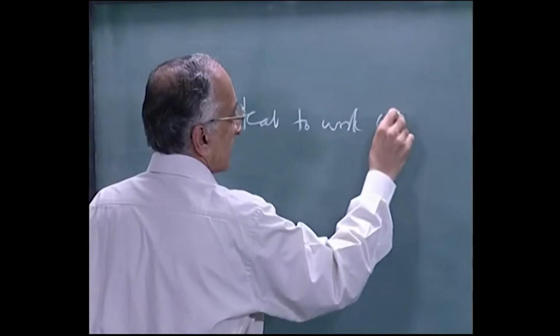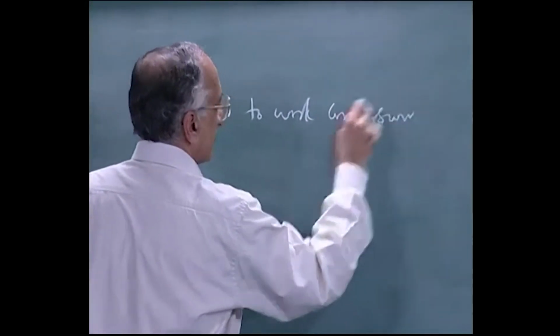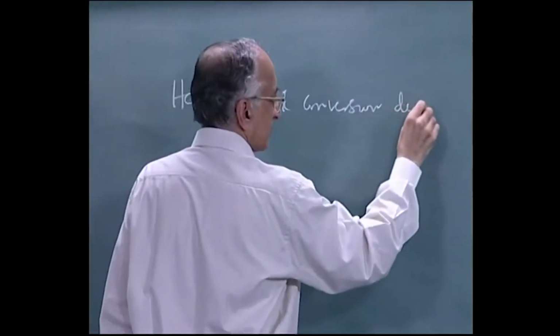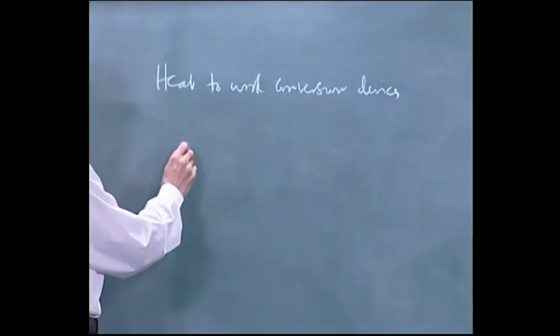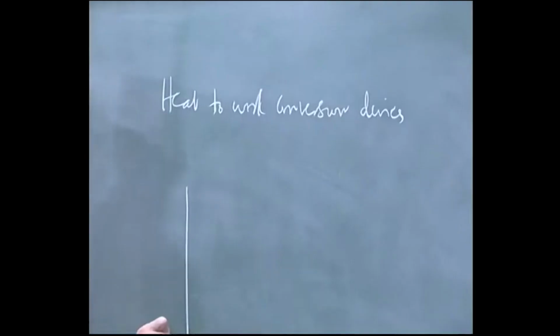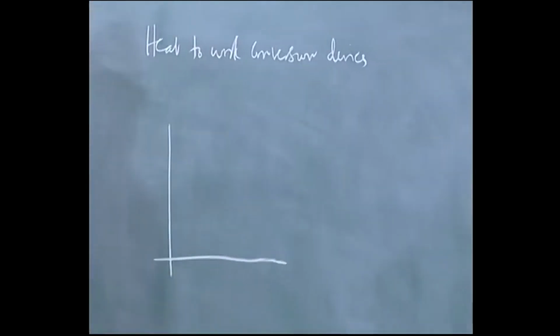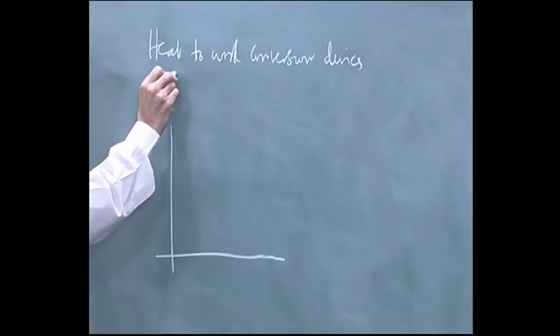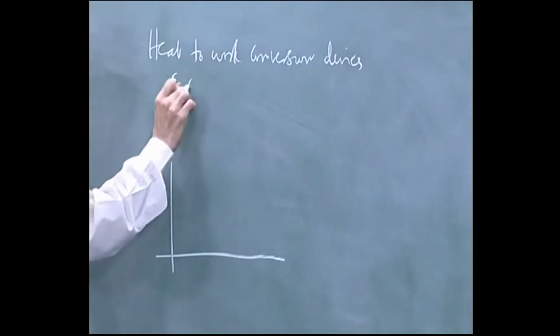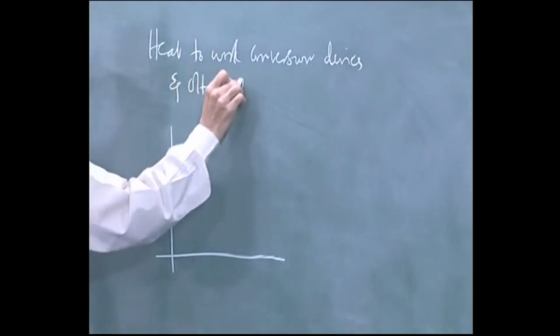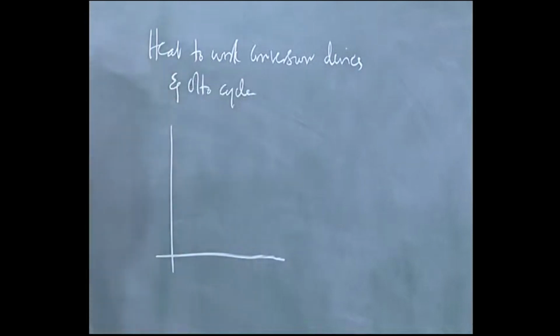Work conversion devices. You can take any one example, take the Otto cycle, the so-called Otto cycle. This is the one on which your gasoline cars still operate. So I have P versus V.